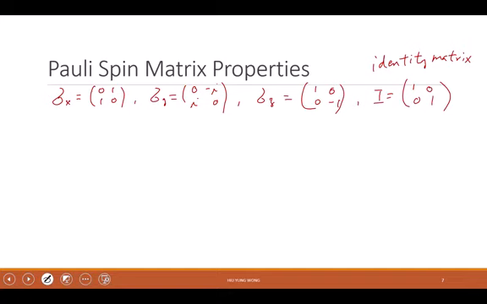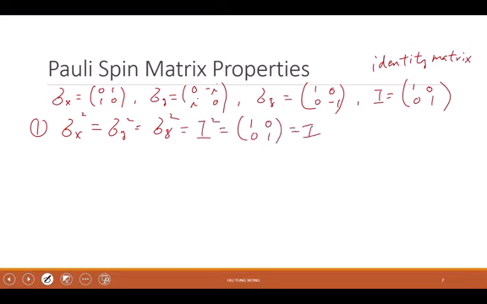But what are the properties of these matrices? The first property is that sigma x squared equals sigma y squared equals sigma z squared equals I squared equals 1, 0, 0, 1, which is I. So if you apply the Pauli spin matrix of the same kind 2 times, you actually go back to the original place. It becomes an identity matrix.